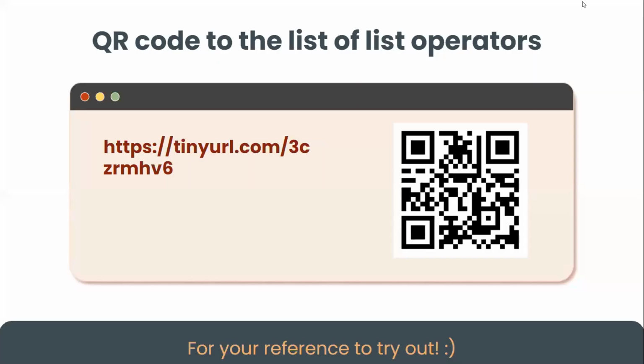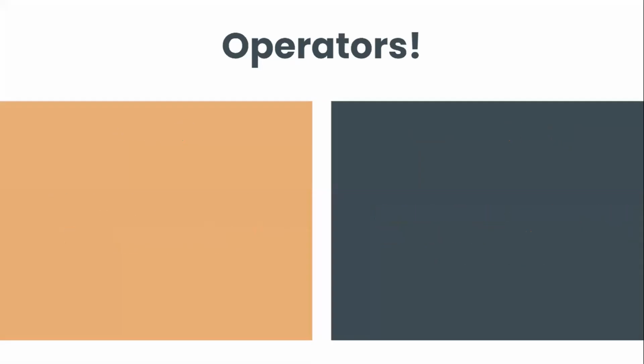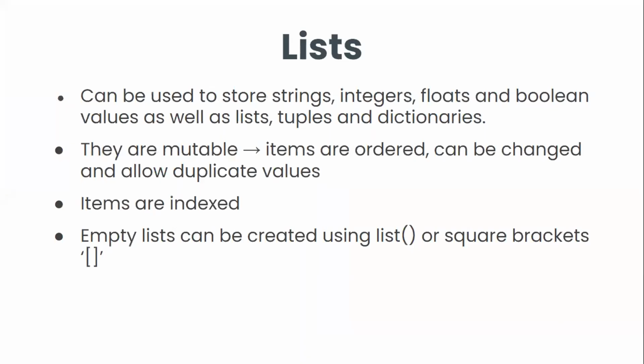Yes. Okay, thank you. Okay, so I will be going through the list right now. So list is an iterable object, and in the count challenge, the list was used to store the elements. A list can be used to store any form of variables like strings, integers, floats, boolean values, as well as other lists, tuples, and dictionaries inside. So when you store a list within a list, it's what we call nested lists.